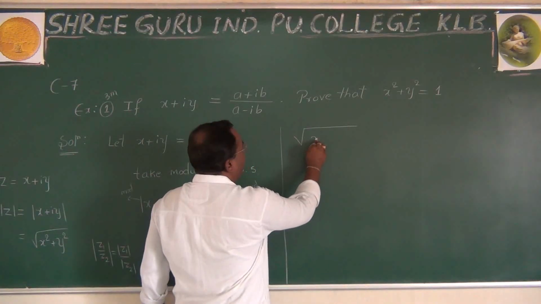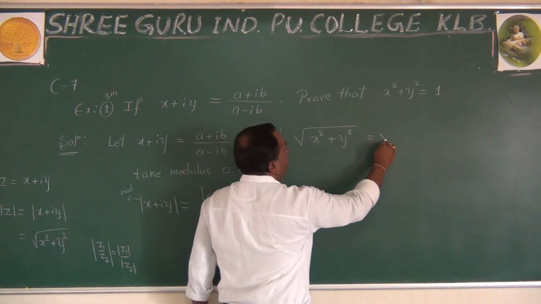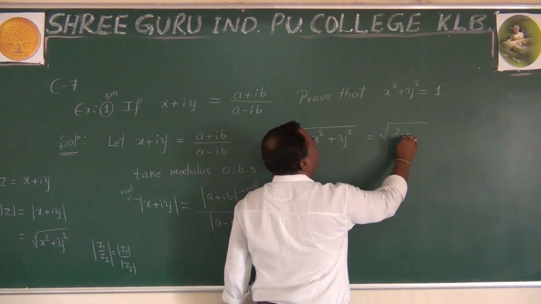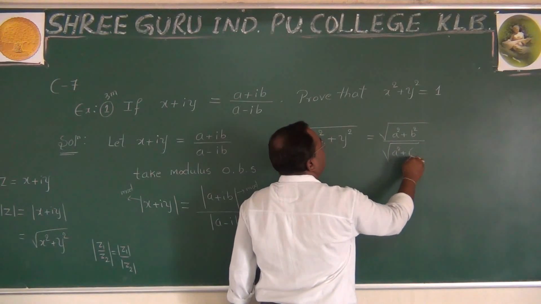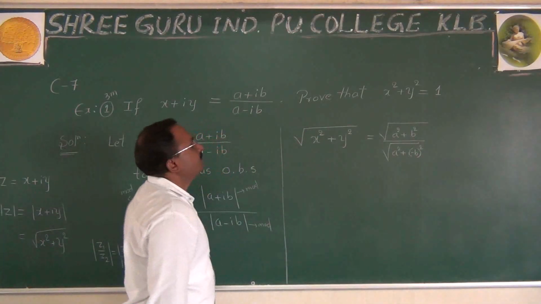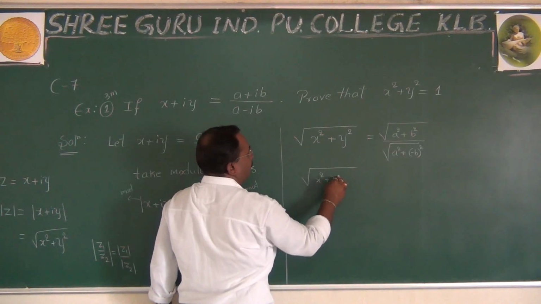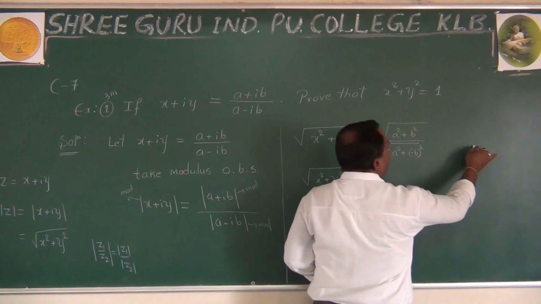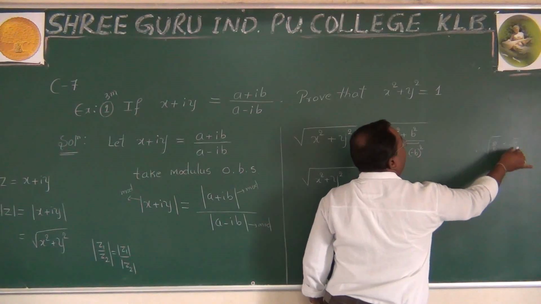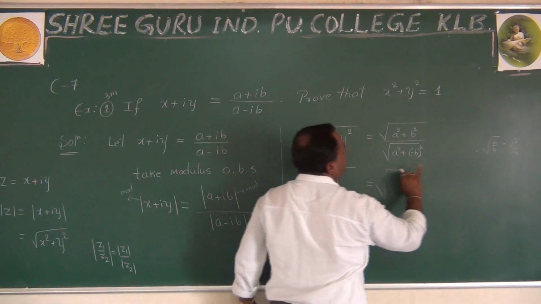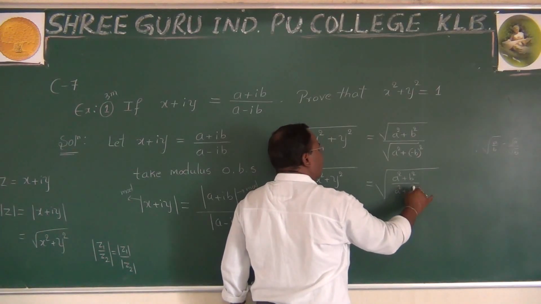That is real part square plus imaginary part square, equal to square root of real part square plus imaginary part square, divided by square root of real part square plus imaginary part square. Negative square is always positive. Square root of x square plus y square is equal to, root a by root b at a time, that is a square plus b square divided by a square plus b square.